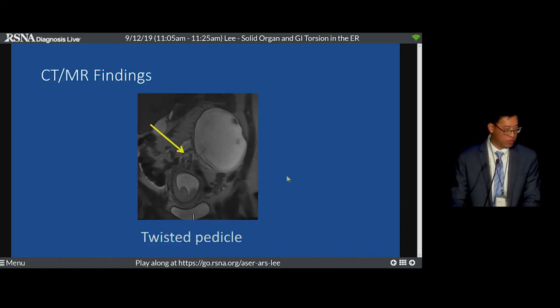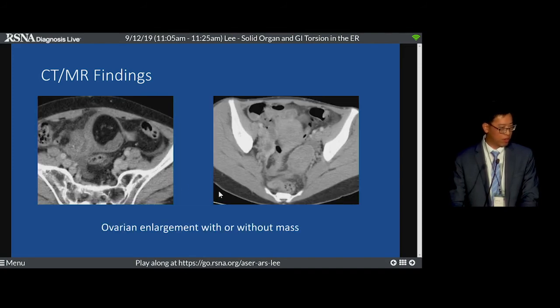Again, this is just to re-emphasize the CT and MR findings that you can see of the twisted pedicle. Other findings are you have a mass. This is a big teratoma that twisted towards the midline. So the ovary can be enlarged with or without a mass, as in this case of torsion, the ovary is enlarged. Another finding that you can notice is that there could be abnormal enhancement of the ovary or ovarian hemorrhage.